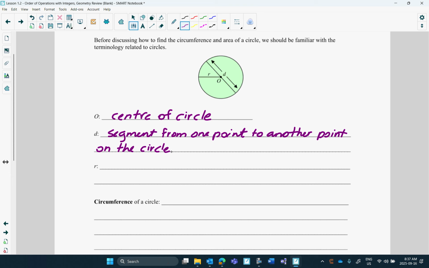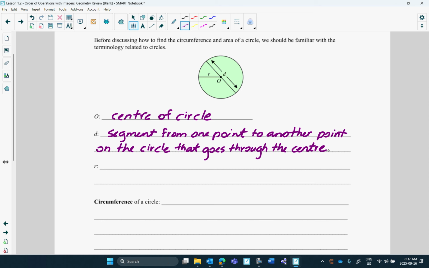But I'm missing a couple of words. It's not quite. Yep, and it goes through the center perfectly. It has to go through the center. Otherwise, it's something else. We call it something else, and we're not going to worry about that right now.